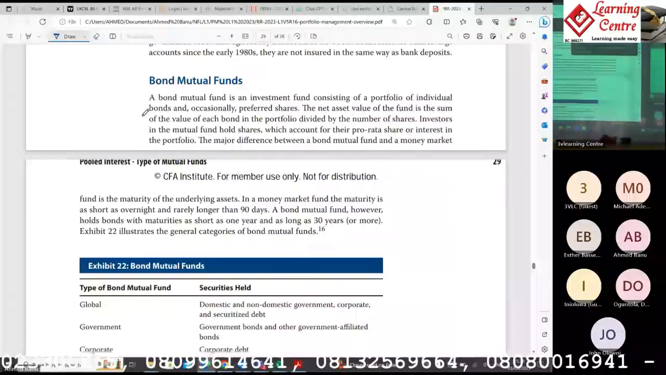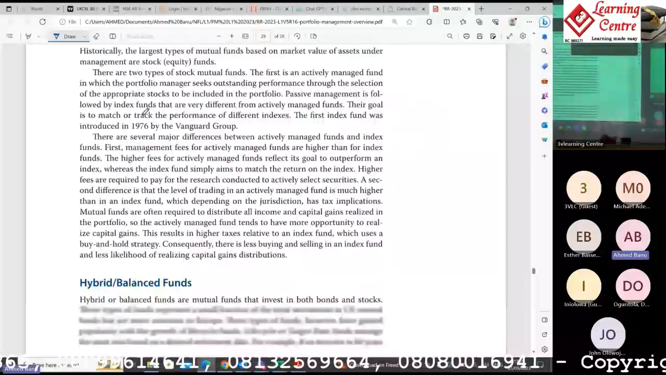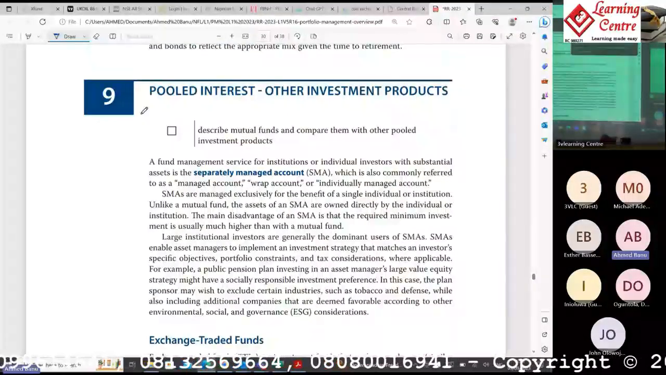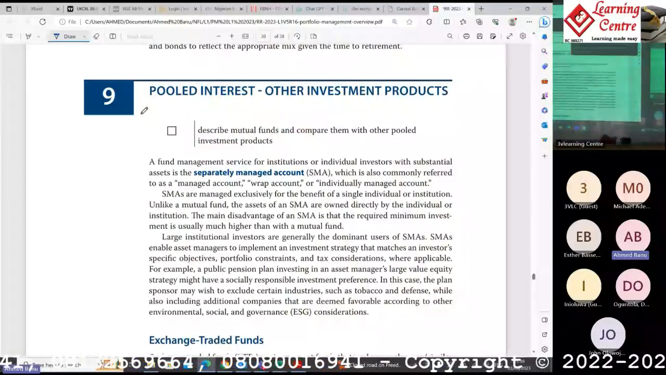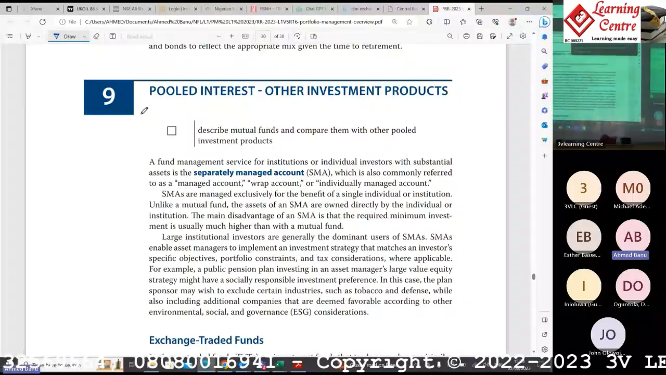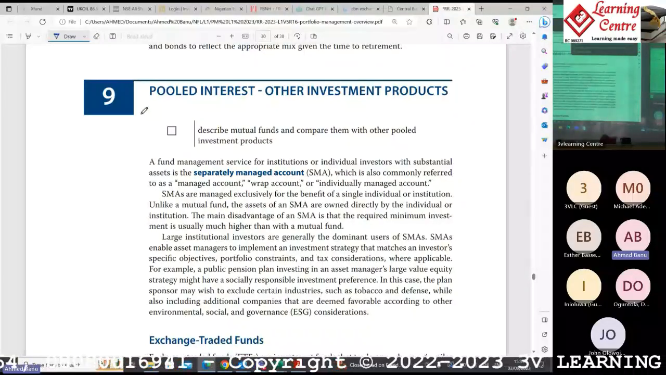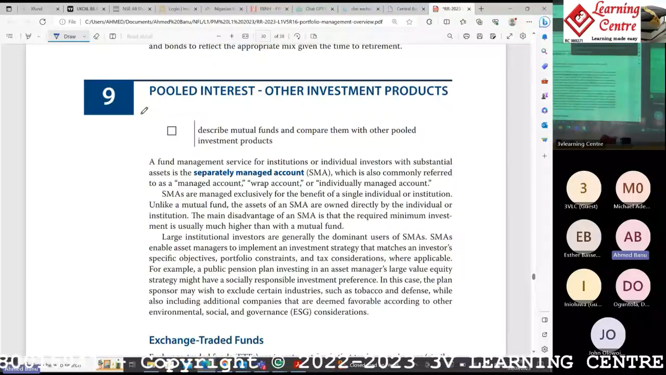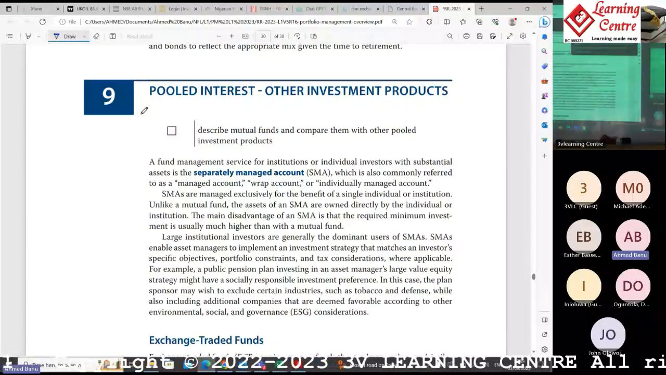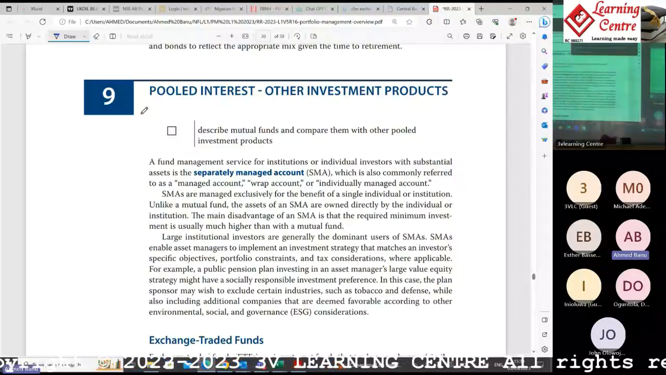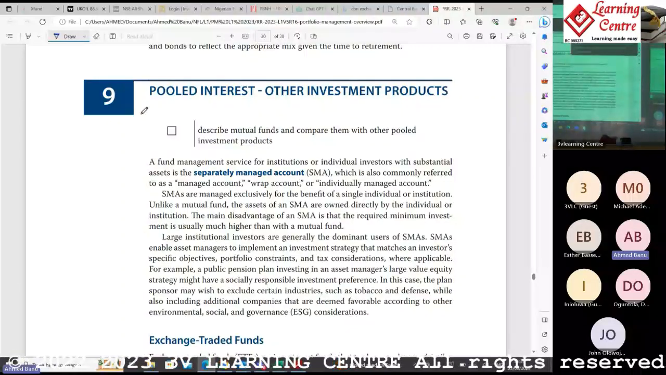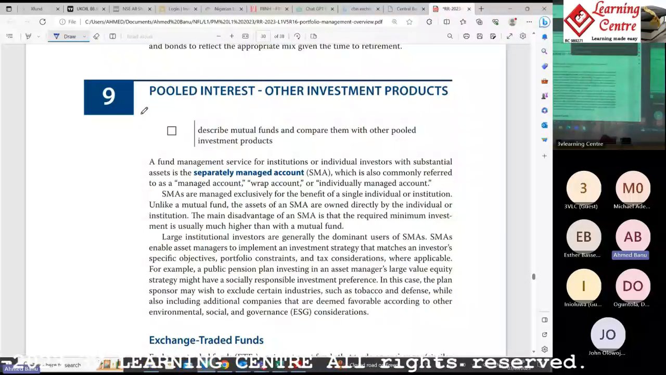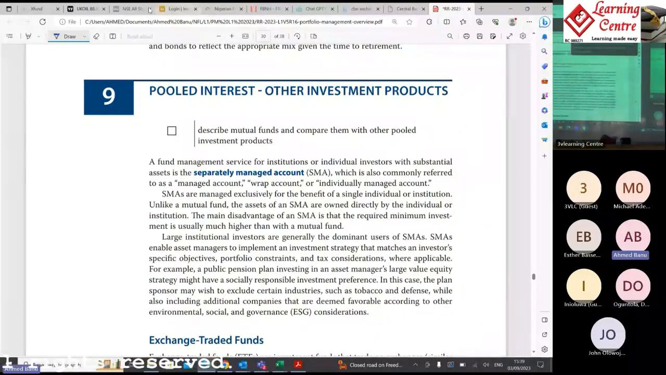Okay. Moving on. Now, types of other investment products. What the curriculum tried to do here is differentiate a mutual fund from the other types of pooled investment products that we have, or other types of investment products that we have. Another type of investment product that people invest in.